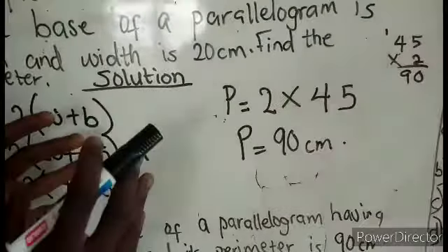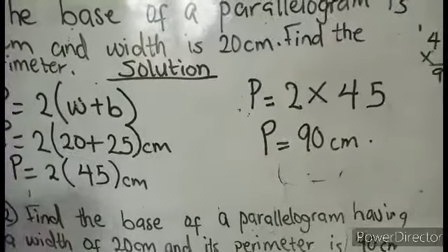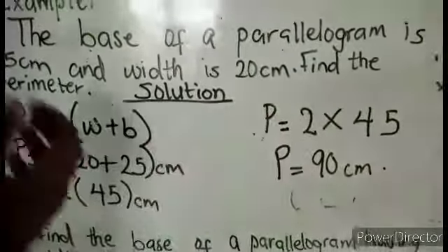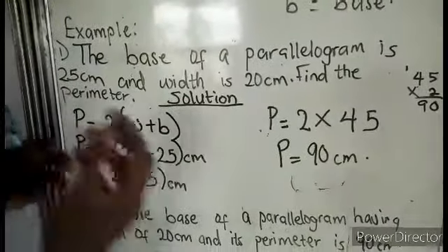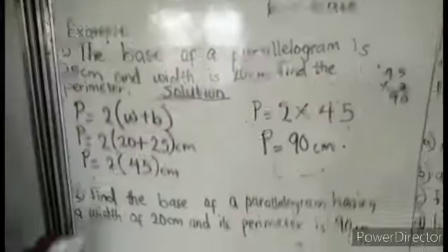Now this question might come in different ways. You might be given the perimeter and be asked to find the width. You might be given the perimeter and the height. You might be given the height and the perimeter, or the width and the perimeter, then you have to look for the base. Let's take a look at a question like that.